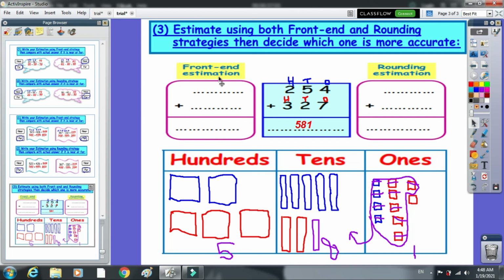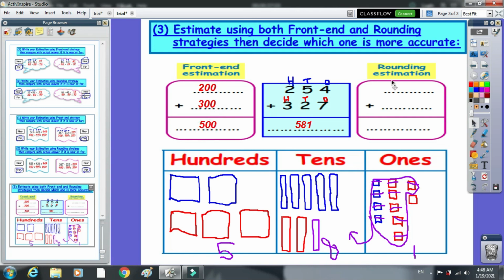I will estimate using the front end, and as we said here, I will look at the leading digit, the 100 digit. So 254 will be estimated to be 200, and 327 I will look at the leading digit only, which is 3, and it will be estimated to be 300. And the estimated sum now is 500.